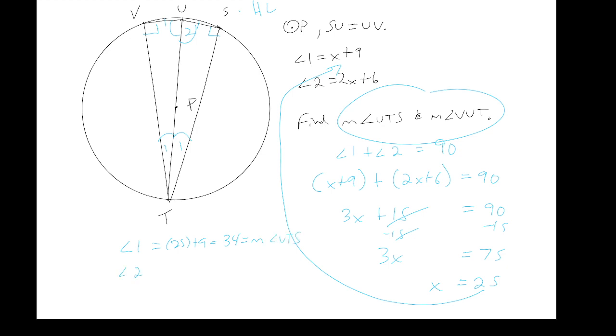And then angle 2, two ways to do it. We could plug it in to 2x plus 6, 25. So 50 plus 6 is 56, or we can just take the complement to 34, which is also 56, 90 minus 34, which is angle VUT.